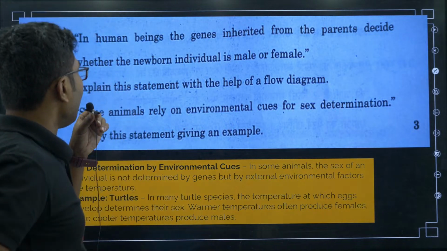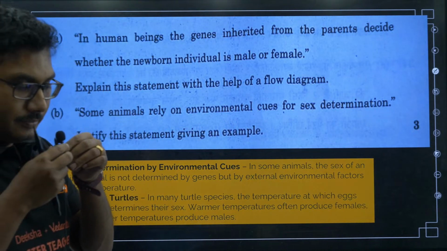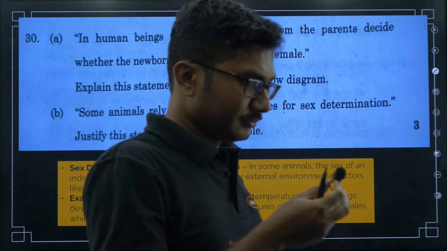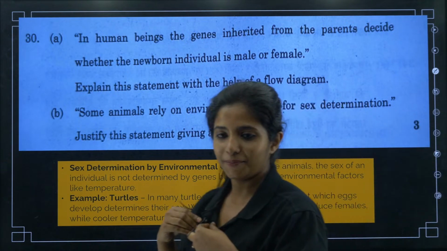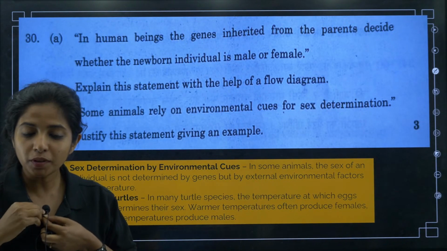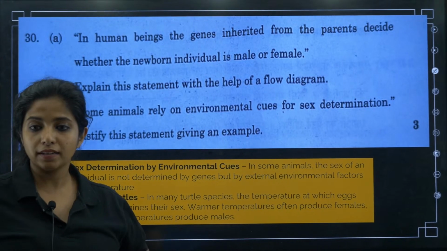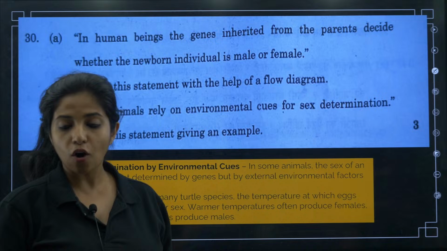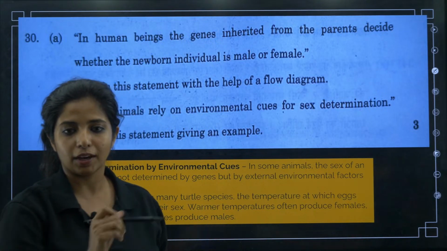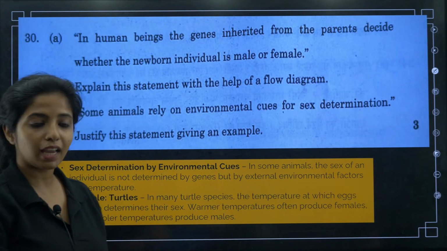I think this is a bio question. Okay, so we are here. In human beings, the genes inherited from parents decide whether the newborn individual is a male or a female. Can I get the pen? Okay. So explain the statement with the help of a flow diagram.